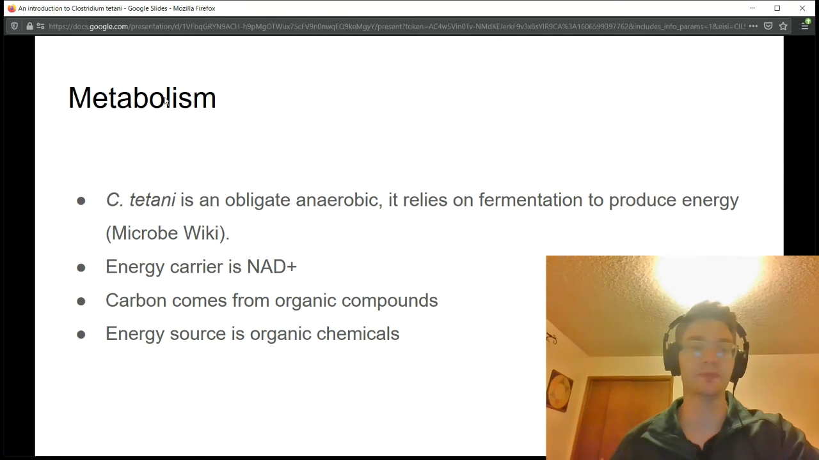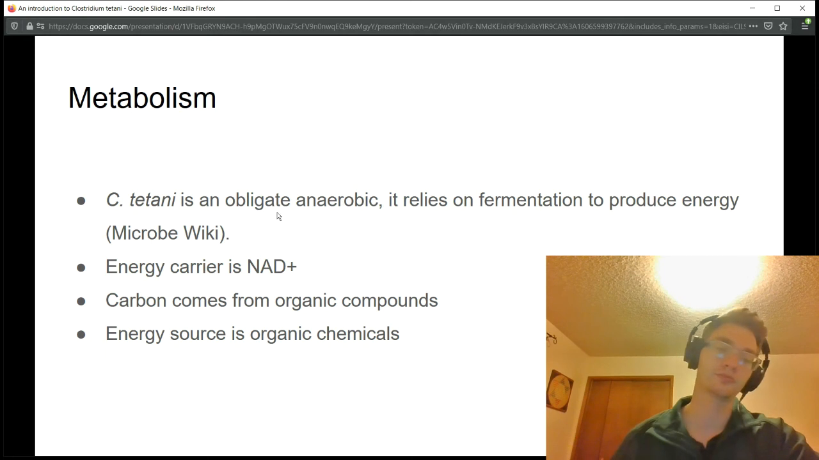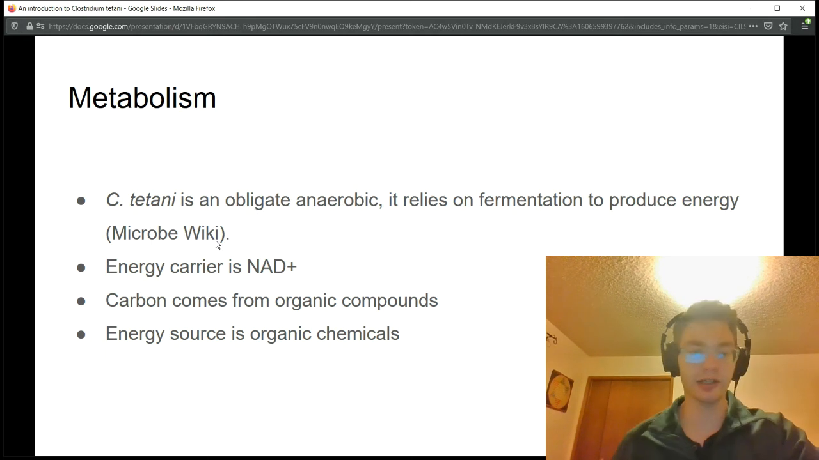As far as the metabolism, Clostridium tetani is an obligate anaerobe. So it relies on fermentation to produce energy. It's actually a strict anaerobe, so oxygen is poisonous to it. It can only stand very small amounts of oxygen, and when it is in the presence of oxygen, like I said earlier, I think it will form its spores. Its energy carrier is NAD+. Its carbon source is from organic compounds, and its energy source is also from organic chemicals.